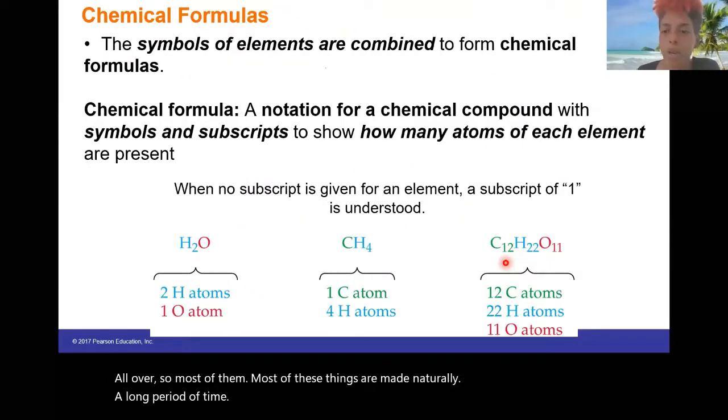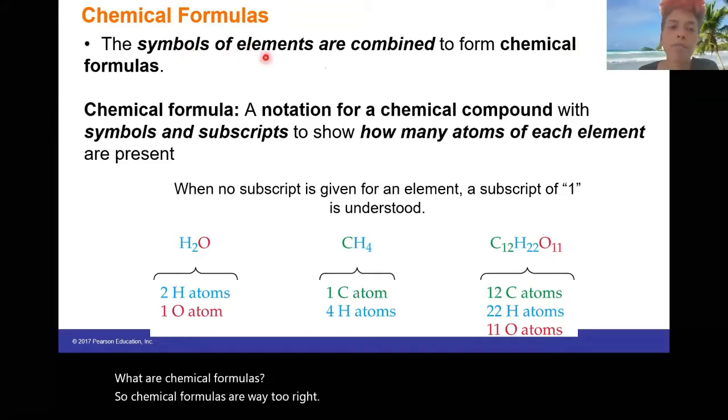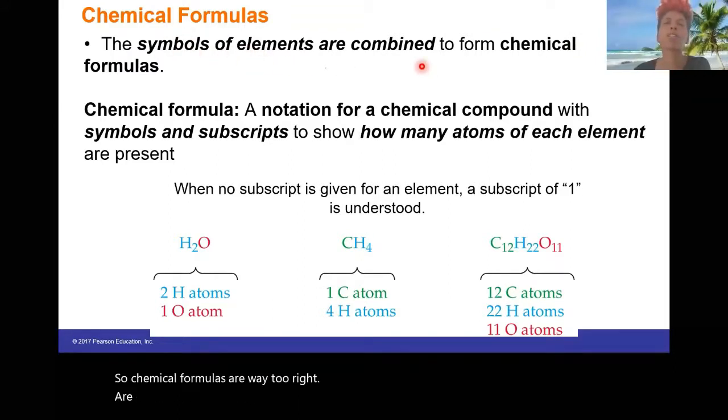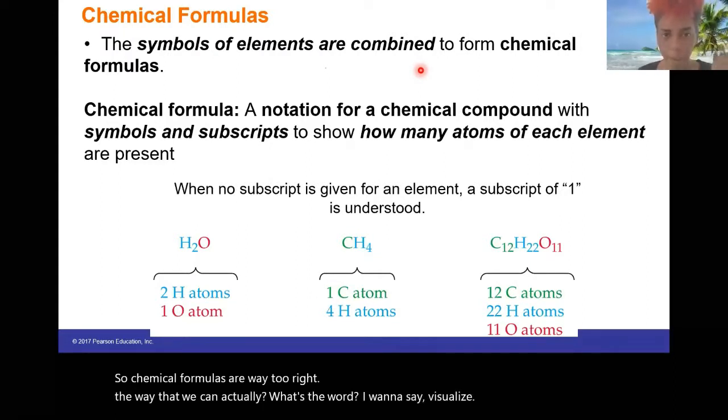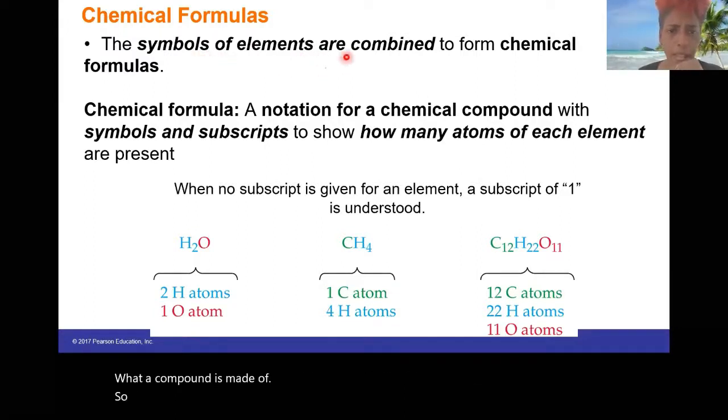All right, so what are chemical formulas? Chemical formulas are the way that we can visualize what a compound is made of. A formula is a set of symbols of the elements that are combined to form a compound.